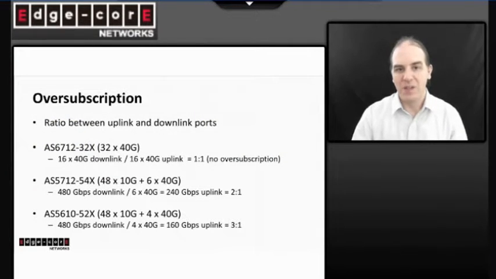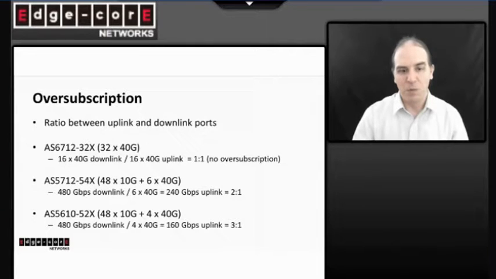Oversubscription ratios explained. The first example uses a 32 port 40G switch, where you reserve 16 ports for the downlinks and 16 ports for the uplinks. So the ratio here is 1:1 or no oversubscription. The bandwidth between downlinks and uplinks is the same. If you use a different switch model, 10G switches which have 48 ports of 10G and 6 times 40G, the ratio is 2:1 because we have a combined bandwidth of 480 gigabits per second for the downlinks and 6 times 40G, which is 240 gigabits per second, for the uplinks. So the ratio here is 2:1.